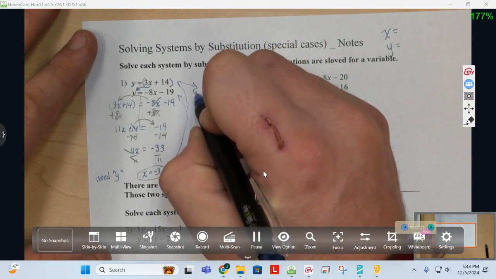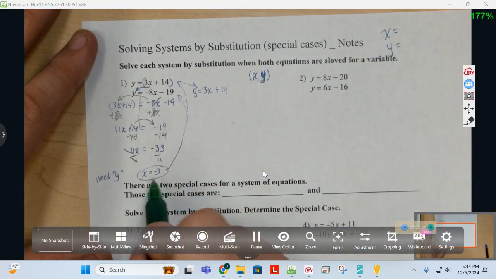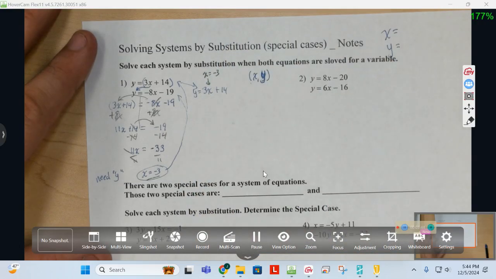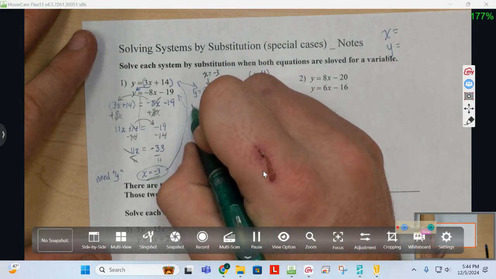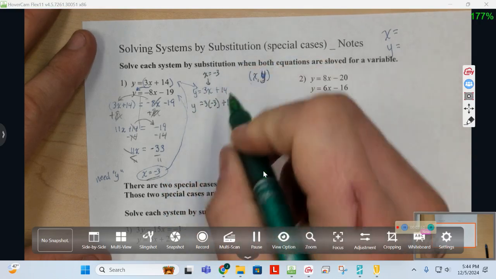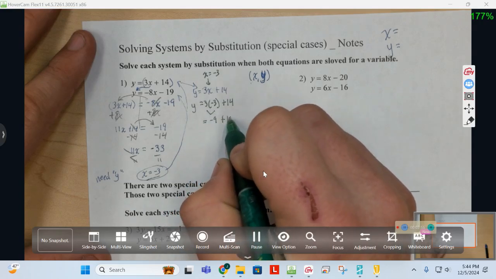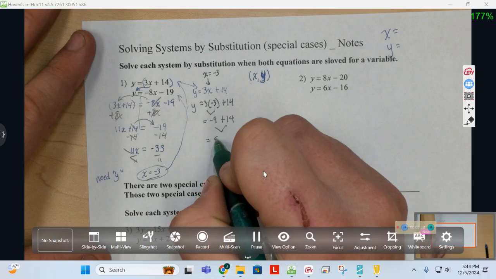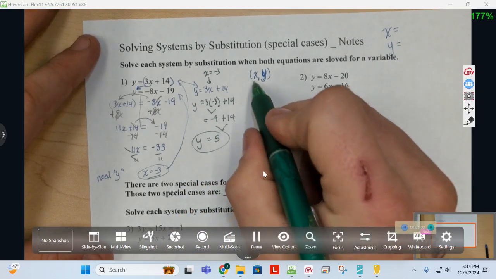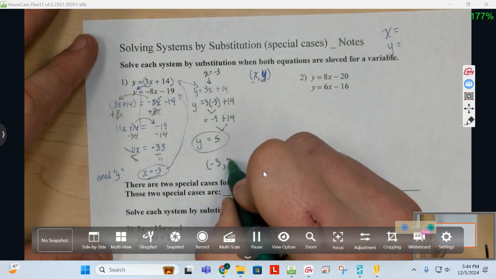So we're going to use the equation y is equal to 3x plus 14, and we're going to take the x equals negative 3 value and substitute it in for x. So y is equal to 3 times x, which is now negative 3, plus 14. 3 times negative 3 is negative 9. Add 14, and we get 5. So y is equal to 5. So as a solution, x is negative 3, y is 5.